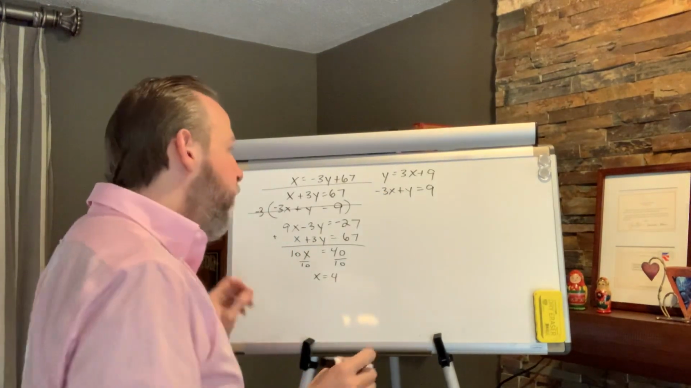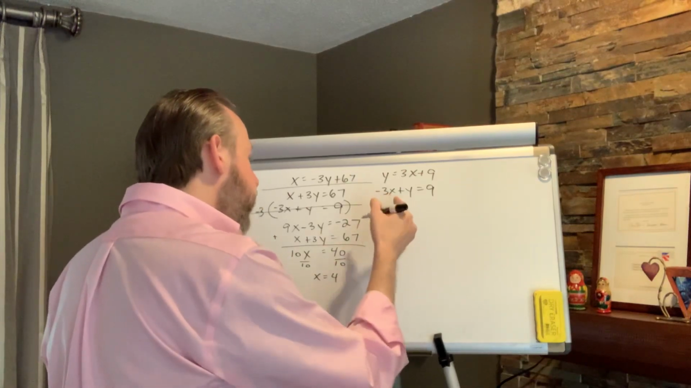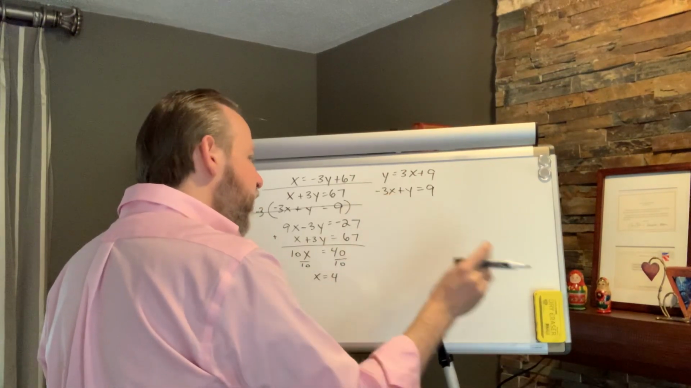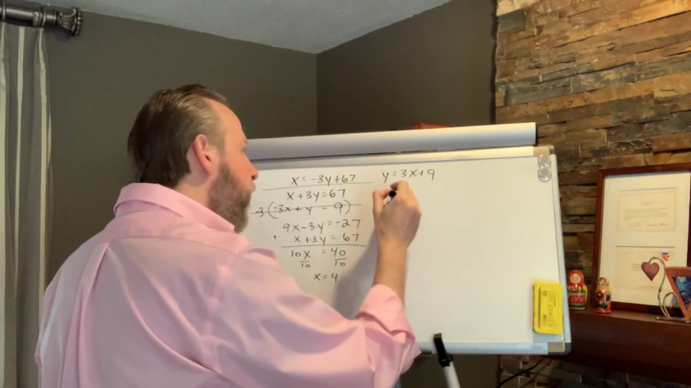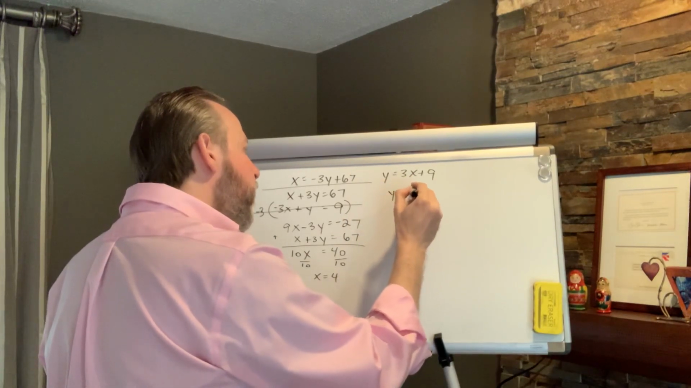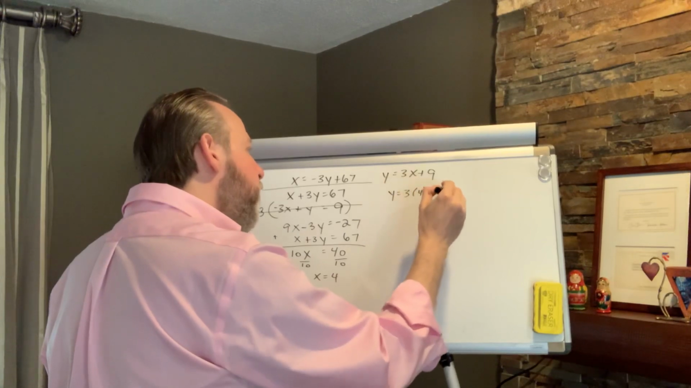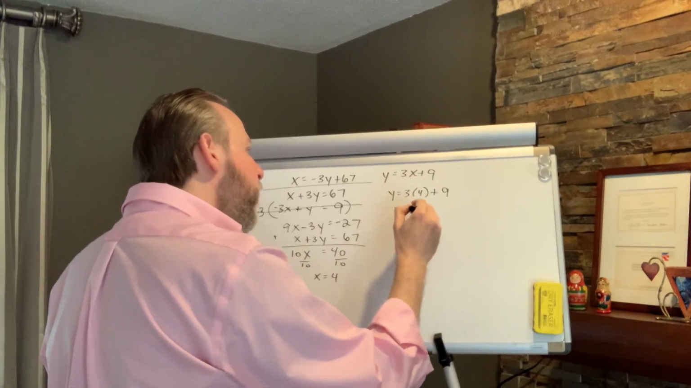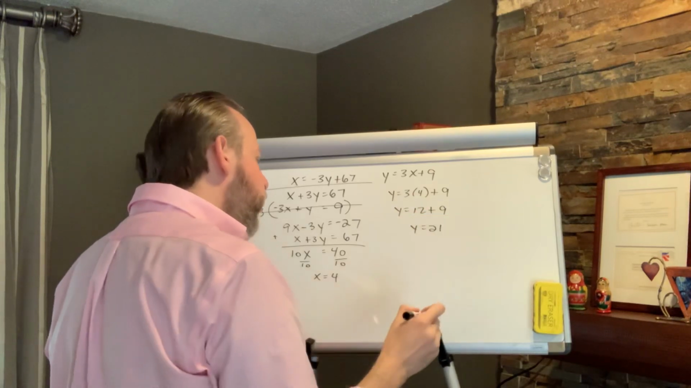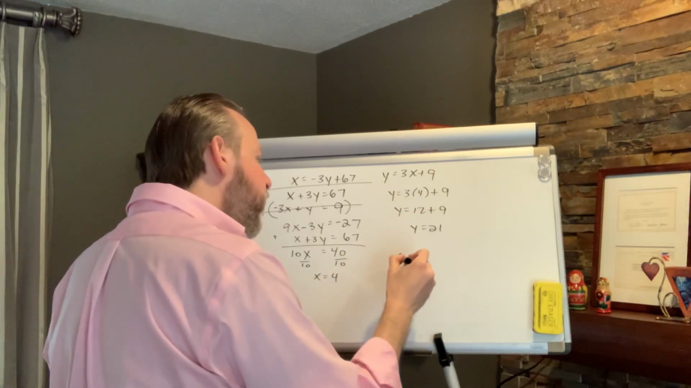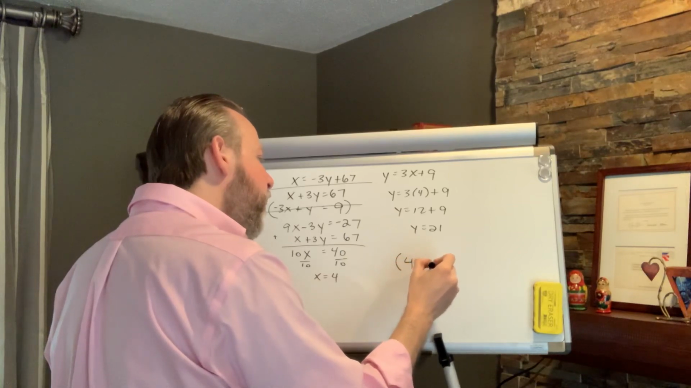Right over here. Might as well. So I'm going to just take this, and it says, you know what? I'm not going to take that one. This one's easier. I'm solving for y anyway. Y equals 3 times 4 plus 9. Y equals 12 plus 9. Y equals 21. The solution to the problem is (4, 21).